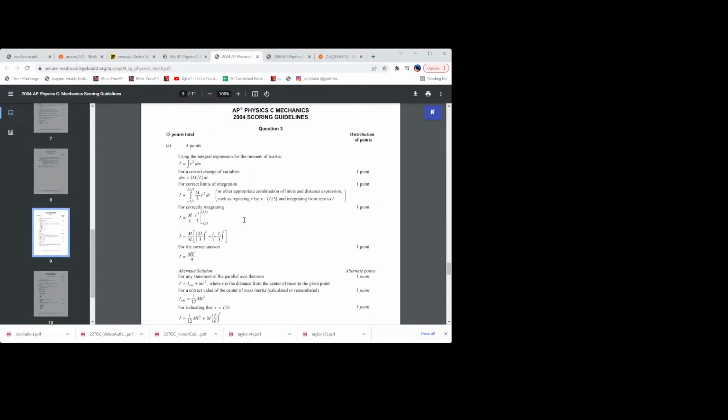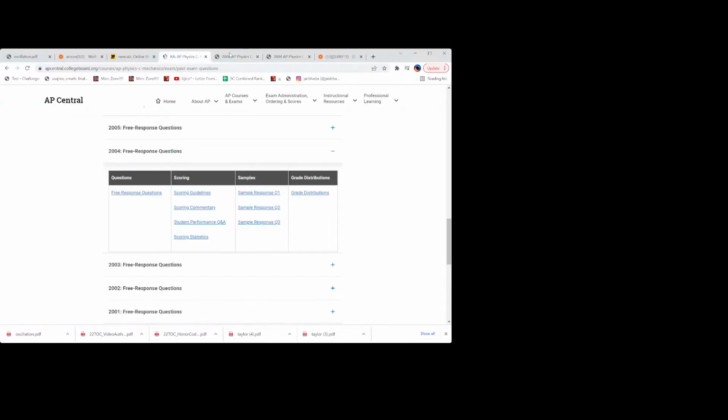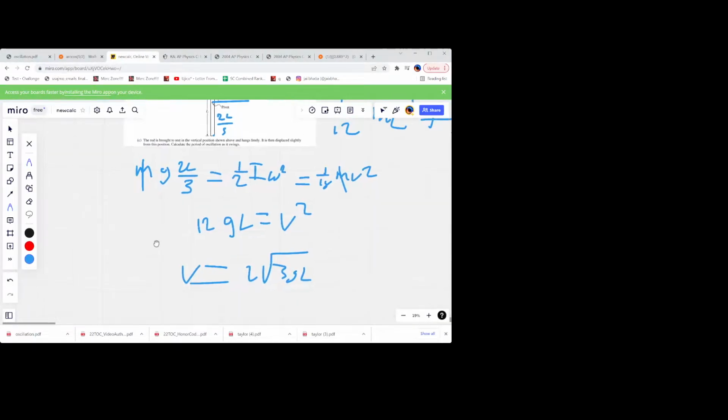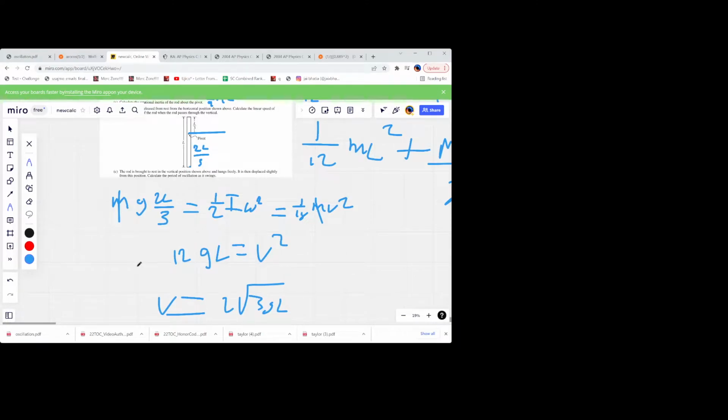No, how many points? We've already gotten 10 out of 15 points. We haven't even done the third part yet. Okay. Wait, what? The rod is brought to rest in the vertical position shown above and hangs freely. It is then displaced slightly from this position. Calculate the period of oscillation.